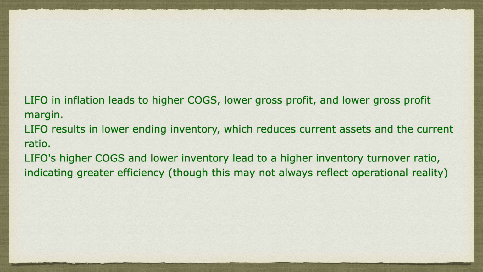LIFO and inflation leads to higher COGS, lower gross profit, and lower gross profit margin. LIFO results in lower ending inventory, which reduces current assets and the current ratio. LIFO's higher COGS and lower inventory lead to a higher inventory turnover ratio, indicating greater efficiency, though this may not always reflect operational reality.